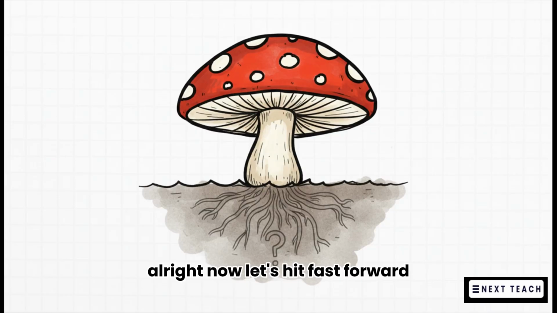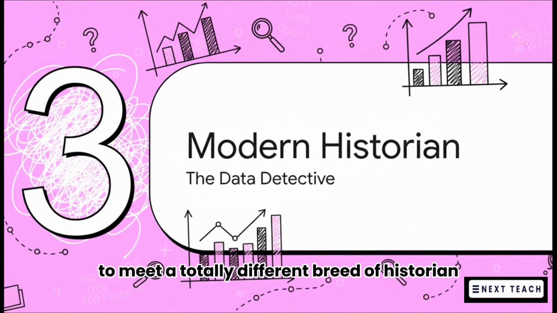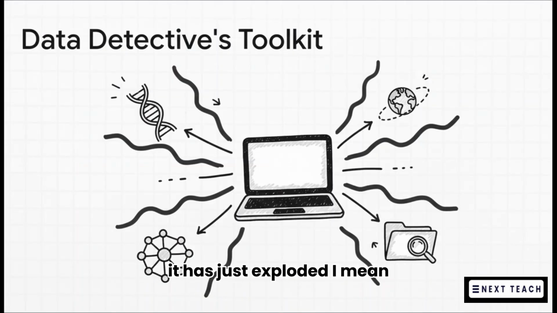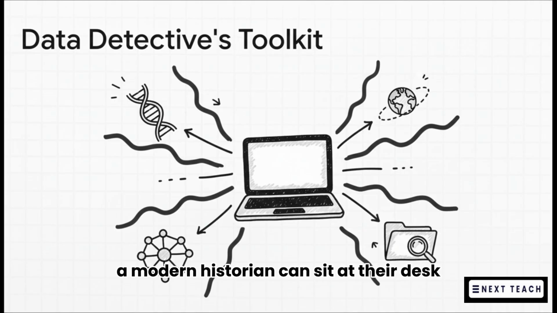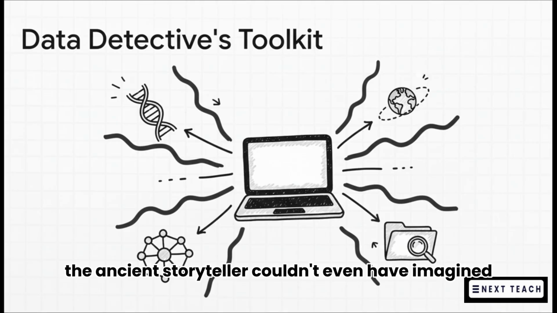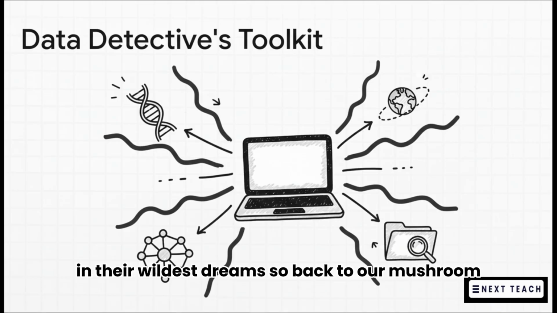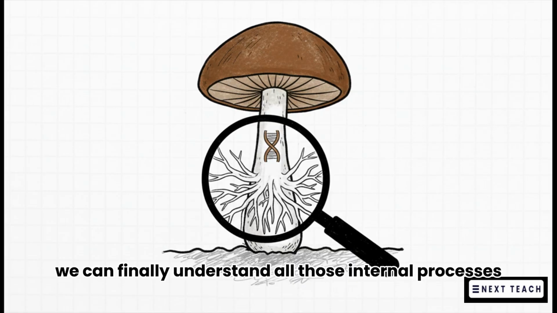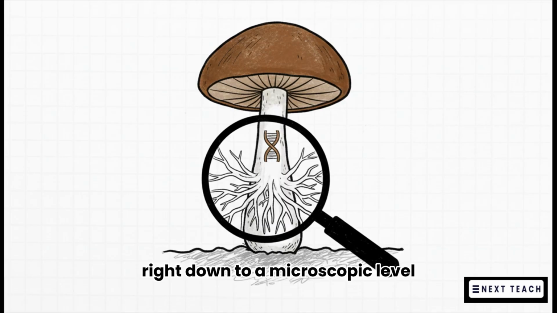Alright, now let's hit fast forward. We're jumping to today to meet a totally different breed of historian, the data detective. And their toolkit, it has just exploded. I mean, a modern historian can sit at their desk and access databases from all over the world. They can analyze ancient DNA, use software to spot patterns in millions of documents. This is stuff the ancient storyteller couldn't even have imagined in their wildest dreams. So back to our mushroom, we're not just looking at it anymore. Now, with these incredible new tools, we can literally analyze its DNA. We can finally understand all those internal processes, the hidden forces that were shaping the past, right down to a microscopic level.